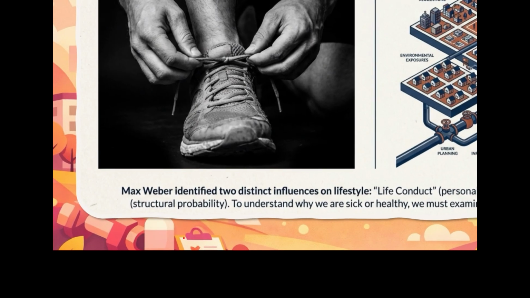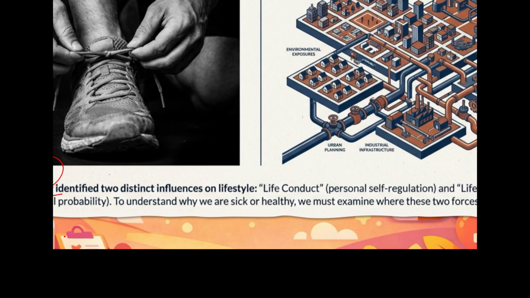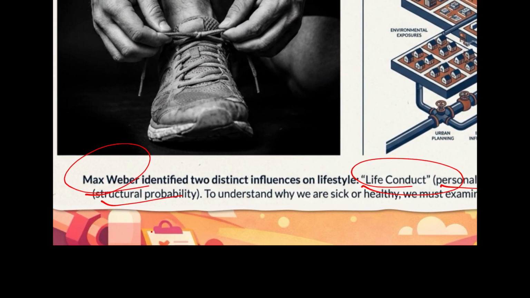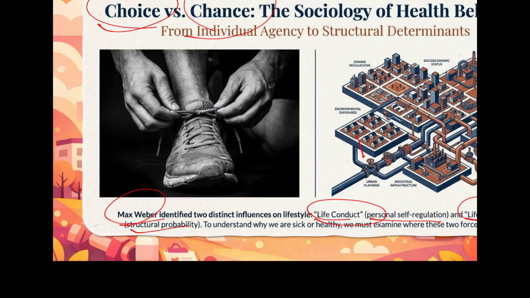And Weber has taught us this, that there are two distinct influences on lifestyle: the way we conduct our lives through personal self-regulation, and life chances, the options that we have, or the structural probability for us to actually do the activity. So for example, a very simple example, you want to be more active, to run, wala ka namang matakbuhan kasi walang runnable space. You have to go to BGC to run, and that will be cumbersome for you.